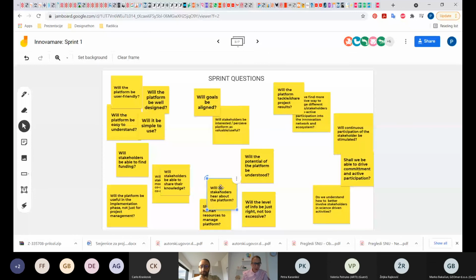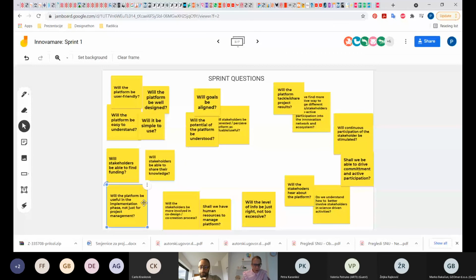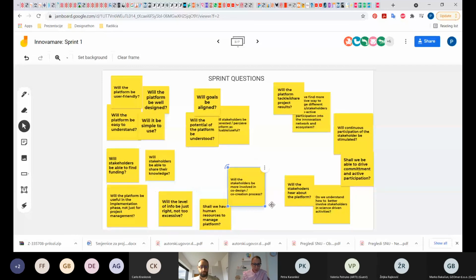Then will stakeholders be able to find funding? Will they be able to share knowledge? Will it be useful in the implementation phase, not just in project management? Will the level of info be just right, not too excessive? Will the stakeholders hear about the platform?